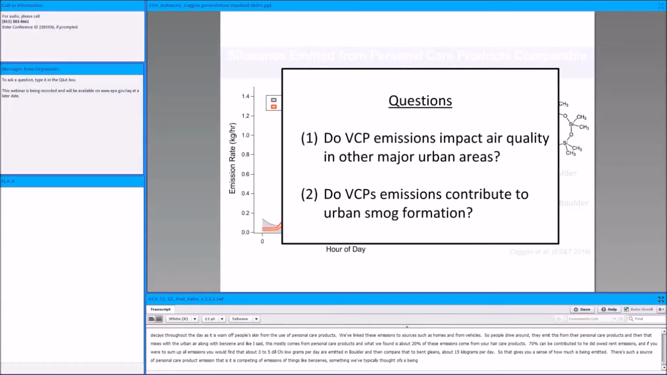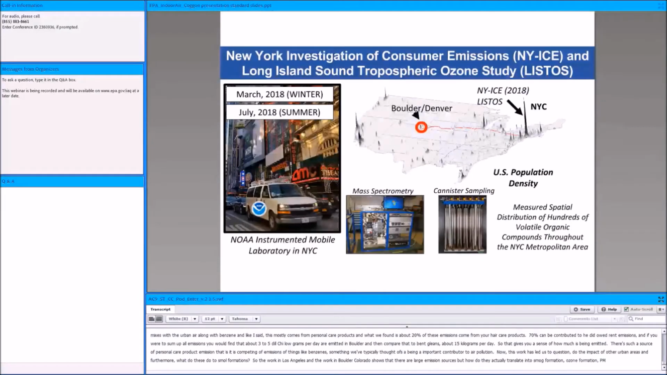Now, this work has led us to question, do VCP emissions impact the air quality of other urban areas? And furthermore, what do these do to smog formation? So the work in Los Angeles and this work in Boulder, Colorado has shown that there are large emission sources, but how do these actually translate into smog formation, ozone formation, PM 2.5 formation?